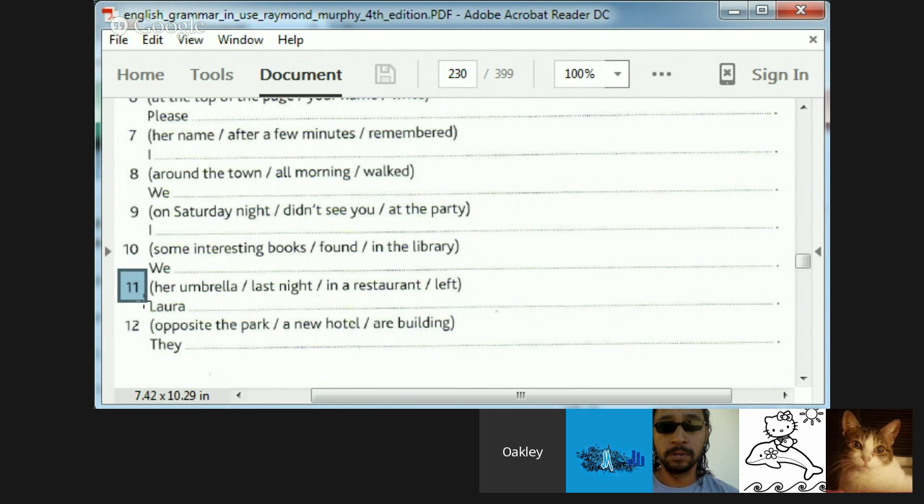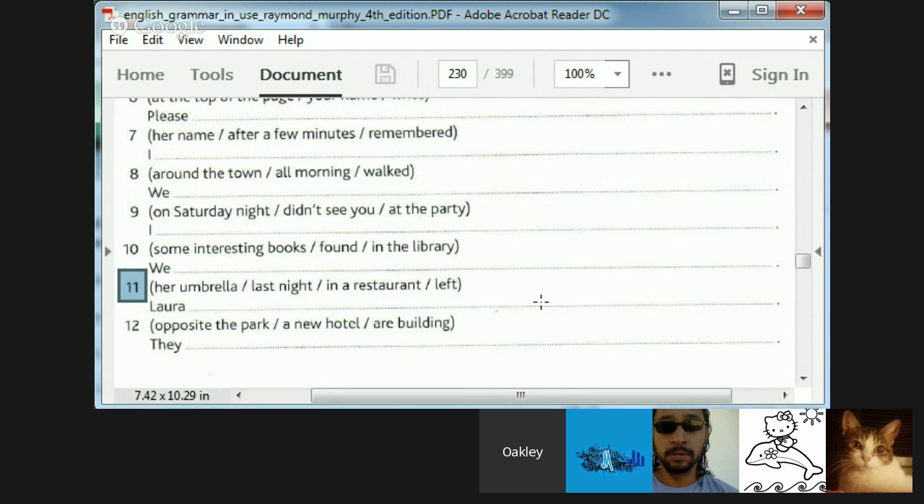Heidi, number 11. Laura left this room before. She had to go get her umbrella. Laura left her umbrella in a restaurant last night and left the verbal class to go get it. Yes, she did. Can we change the last night and in the restaurant? Laura left her umbrella last night in a restaurant.